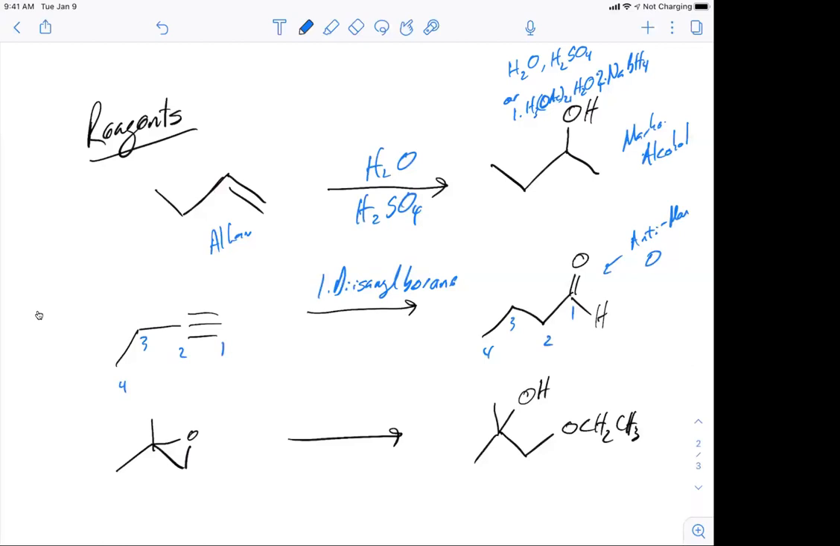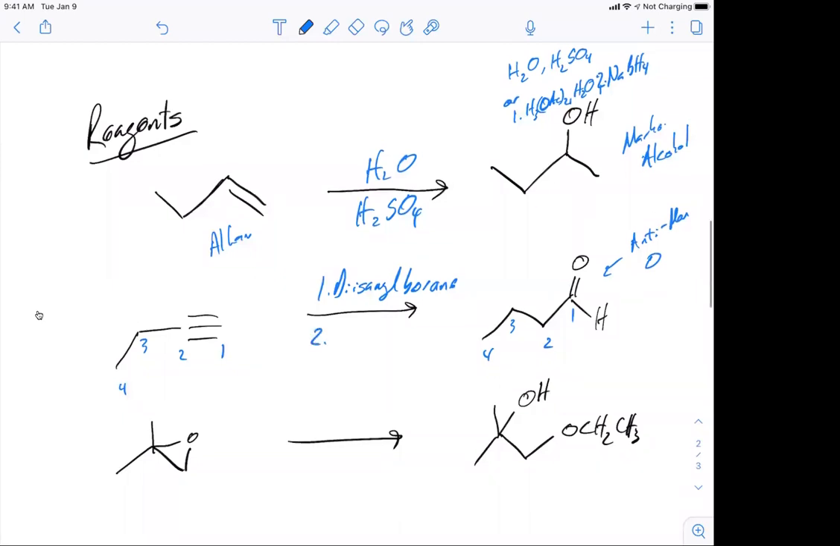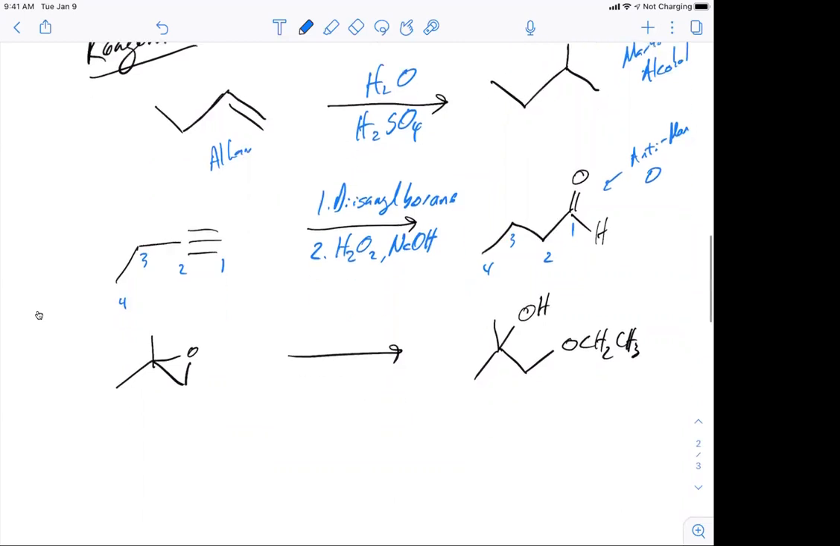Yes, H3O plus would work. Water and sulfuric acid is just the reagents you would add. Sorry, question in the chat. And then second step here, we would want to use, you know, our hydrogen peroxide and base. Okay. So that'll form the primary enol, right? Alcohol on the 1, double bond between the 1 and the 2, and then that'll tautomerize to the aldehyde.